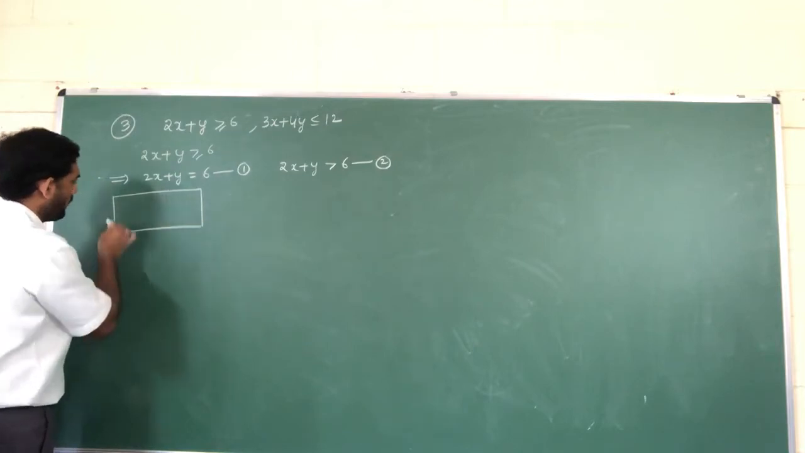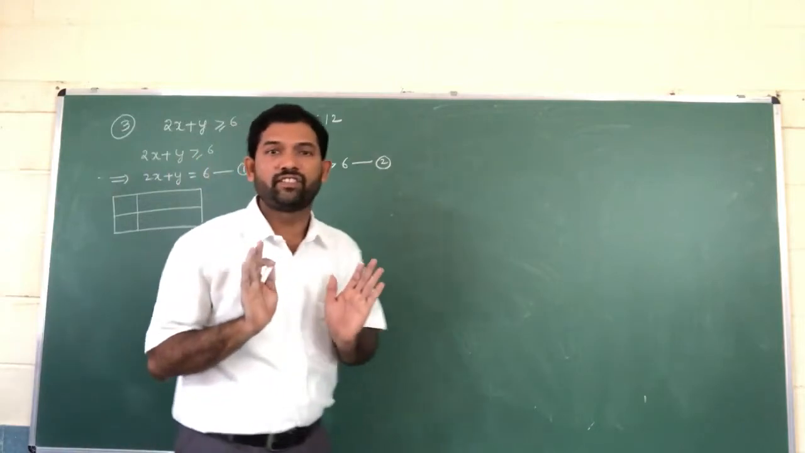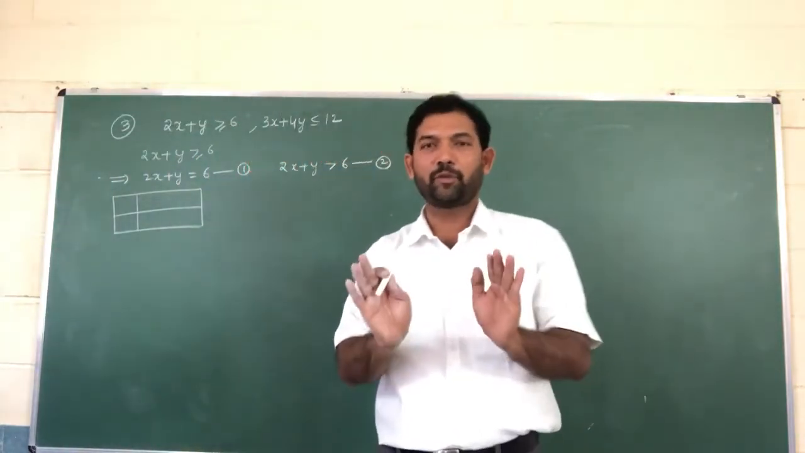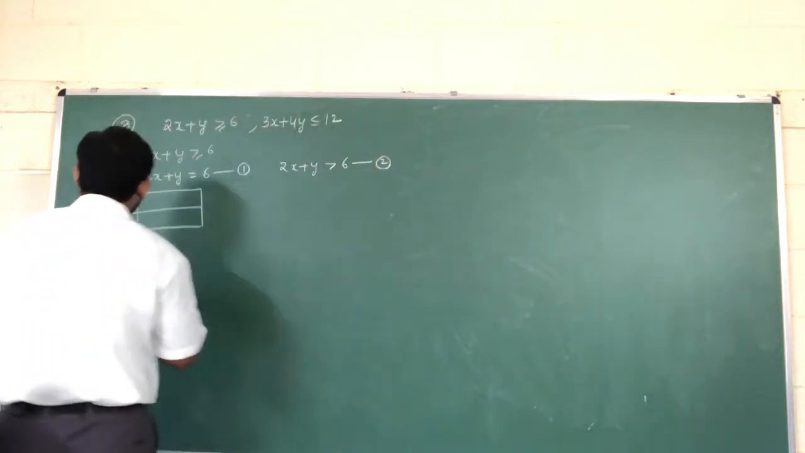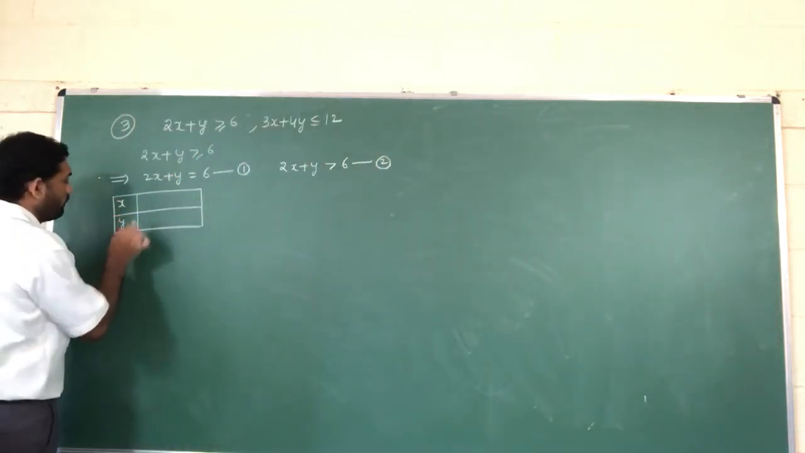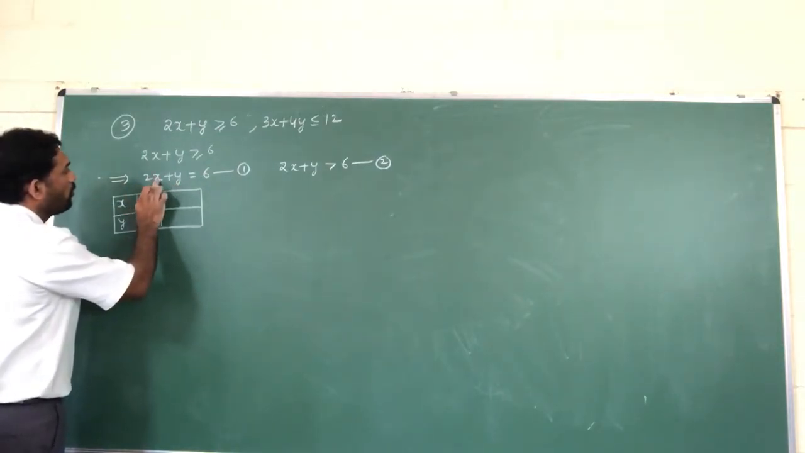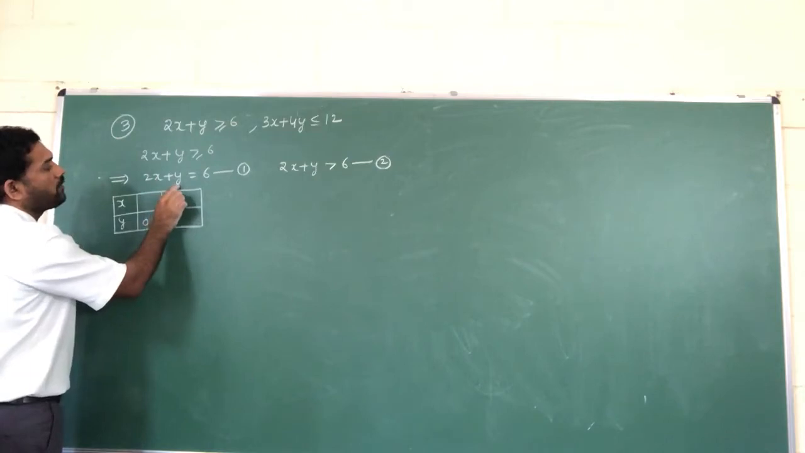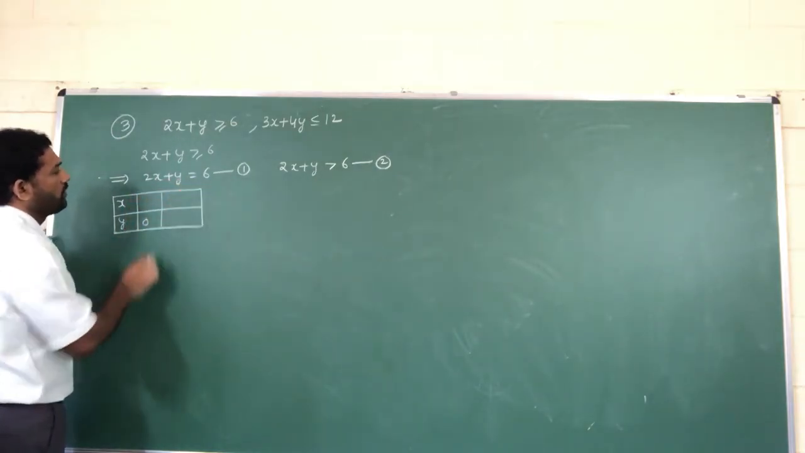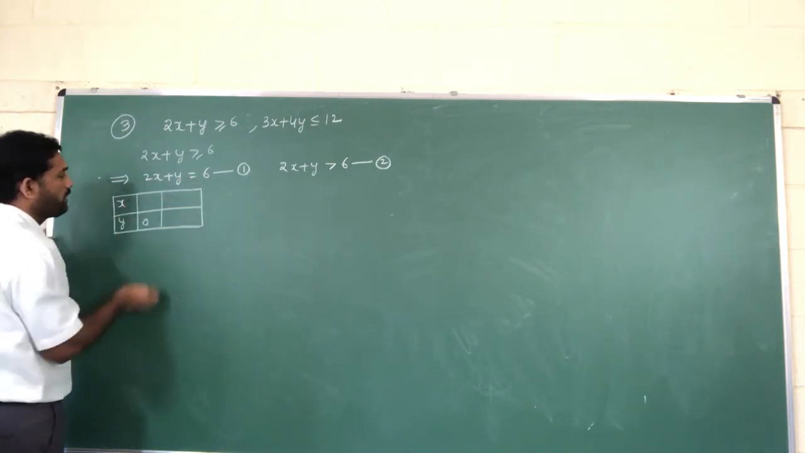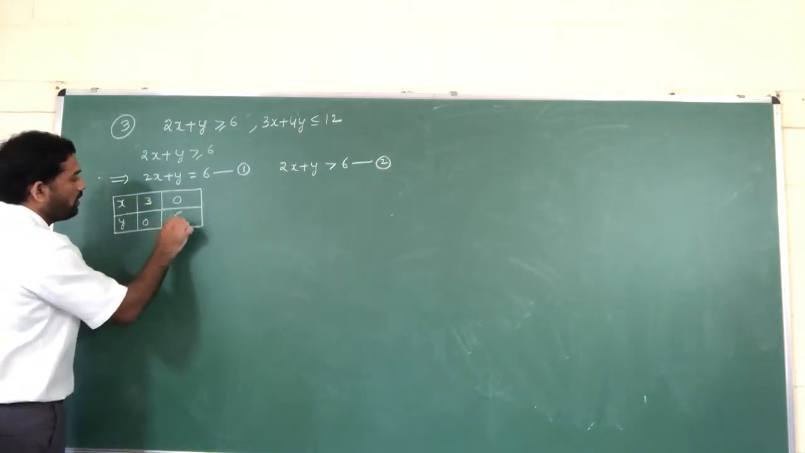Same as the previous model, a table. All procedures are the same, in that one there is no variation. Listen carefully. x, y. Put y equal to 0. What happens? 2x equal to 6. Substituting here, 2x plus 0 is equal to 6, so 2x equal to 6, x equal to 3. Next, x equal to 0, so y is equal to 6.